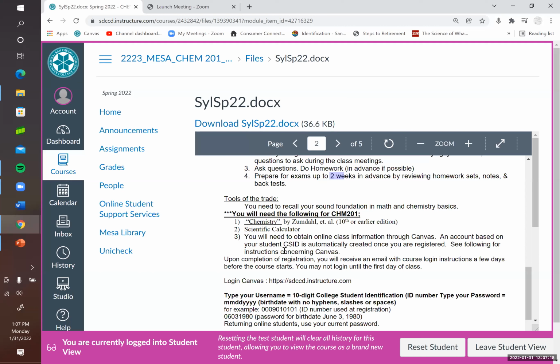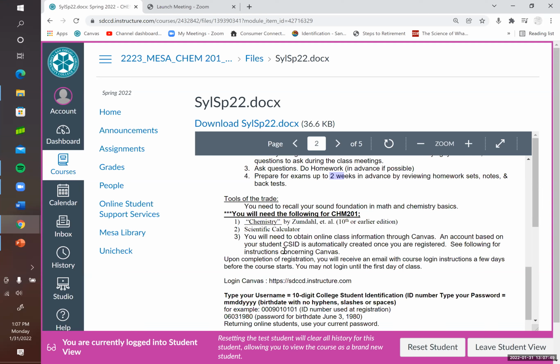Okay, good. So what are you going to need for this course? You're going to need a college level chemistry textbook. Our college picked Zumdahl. If you took Chem 200 here, that's the textbook that you used, and that's the one that we'll use. The latest edition is the 10th edition, but you can use any earlier edition.